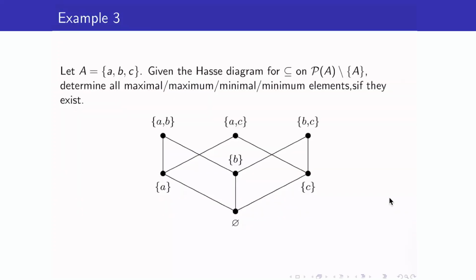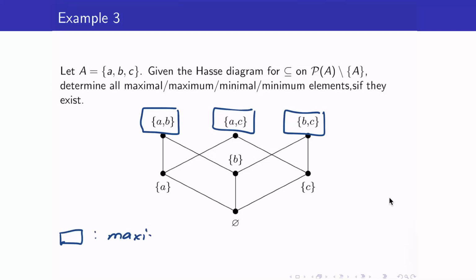Okay, let's have another example. So I have here the Hasse diagram for the power set of A, but this time around I deleted the set A. Let us determine the maximum, minimal, and minimum elements if they exist. Alright, so if we look at this from our diagram, this, and this are maximal elements, correct?